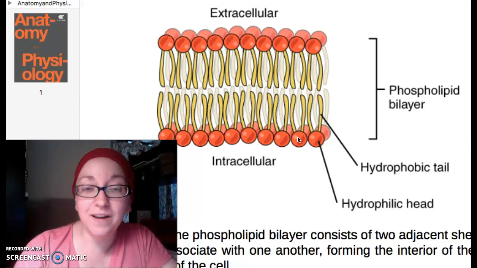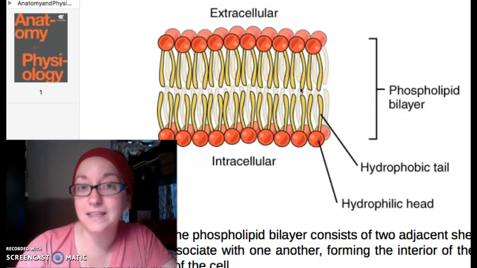So I remember it like that Halloween idea, right? The hydrophilic, the ones that like to be scared, are on the outside, and you hide those hydrophobic or scaredy cats in the center.